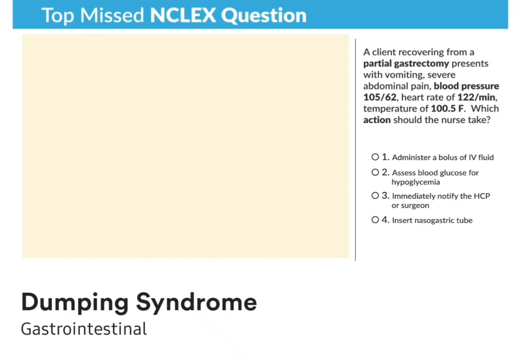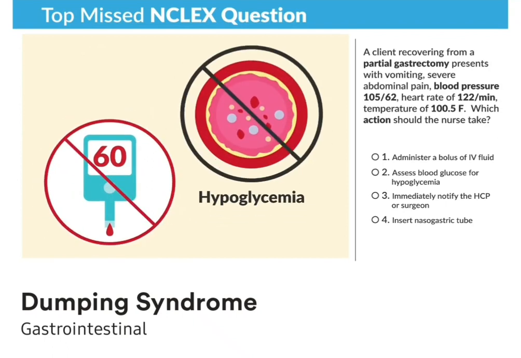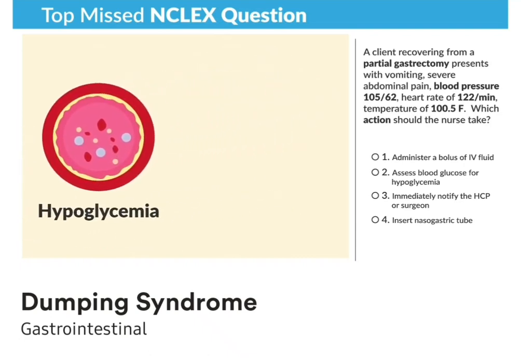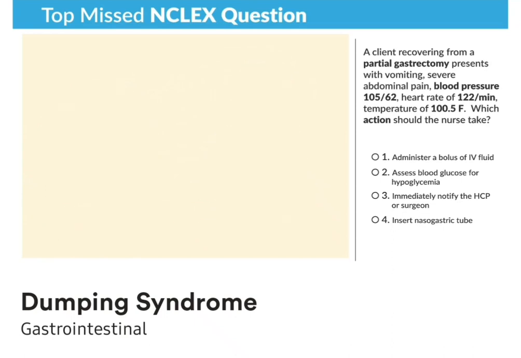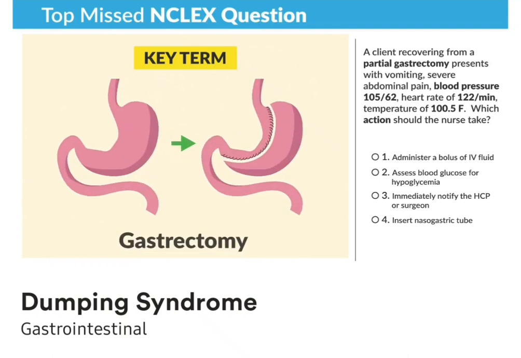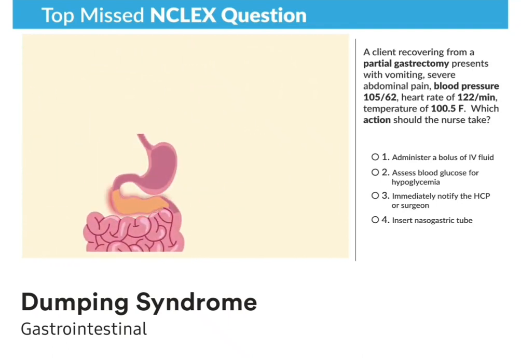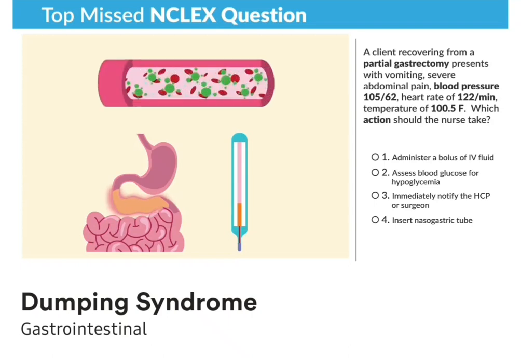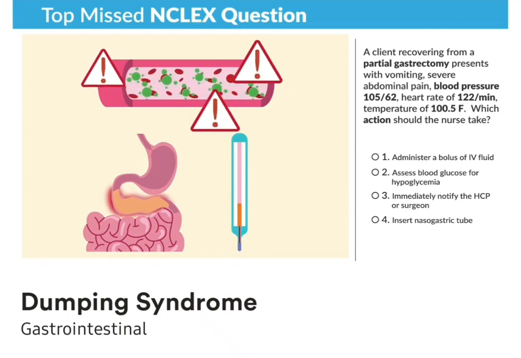Now, option number 2, assess blood glucose for hypoglycemia. No. This is pretty close too, because I can see how you're thinking those signs and symptoms kind of look like hypoglycemia, the cool, clammy, and shaky. But again, let the question help you here. The big key term is gastrectomy, so you have to think dumping syndrome first. And the temperature doesn't correlate with hypoglycemia. You have to think sepsis with that high temperature, or basically a bloodborne infection here.